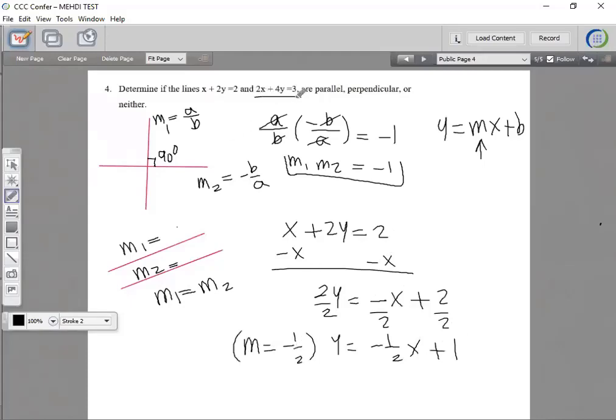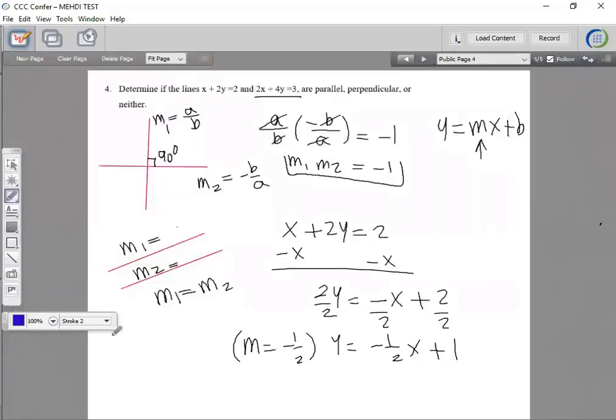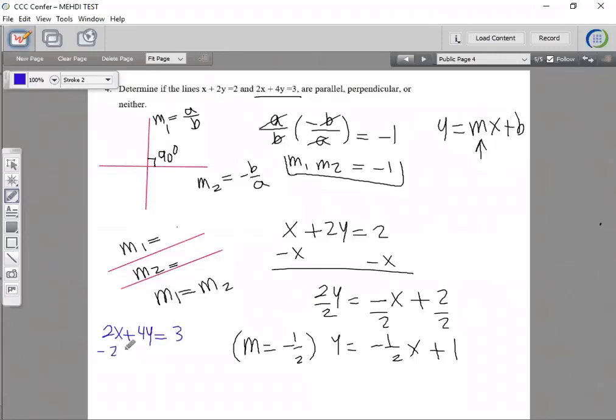If I do the same thing with the second line, the second line is 2x plus 4y is equal to 3. If I solve for y, I have to subtract 2x from both sides of the equation. I get 4y is equal to minus 2x plus 3.